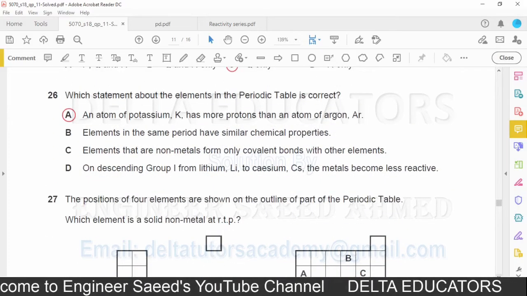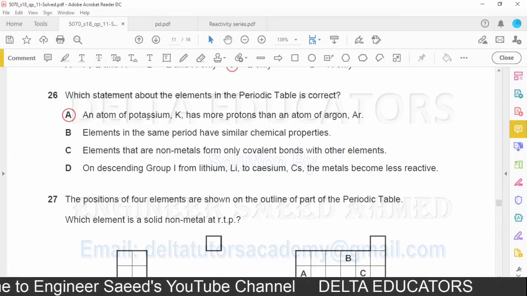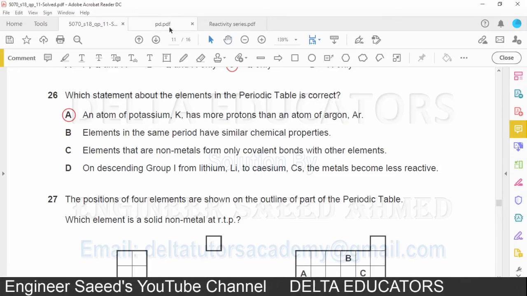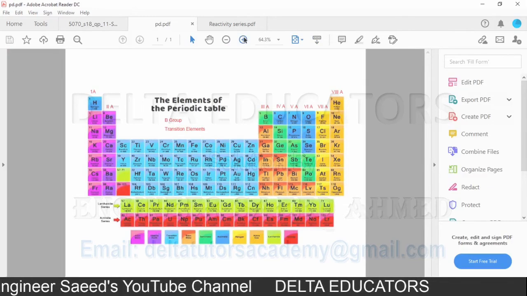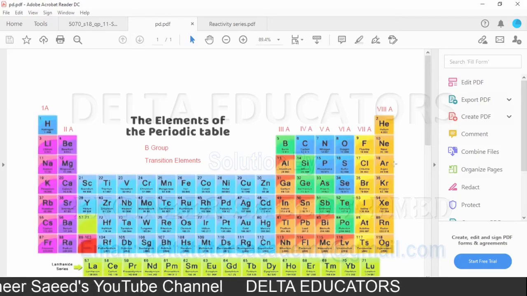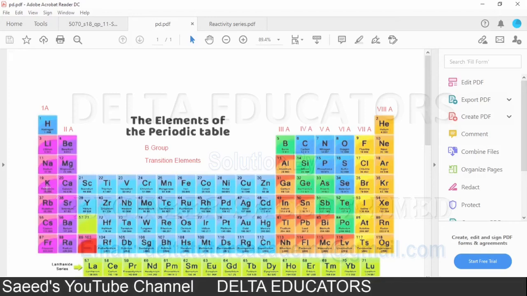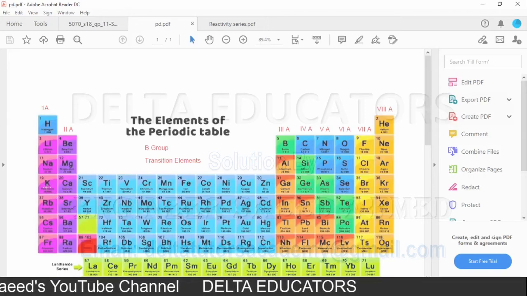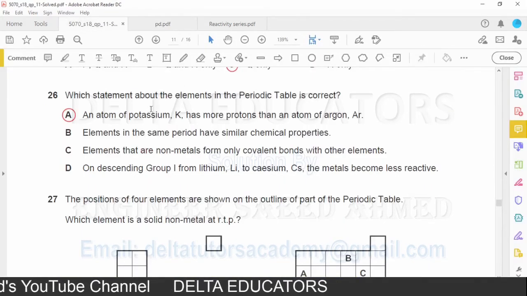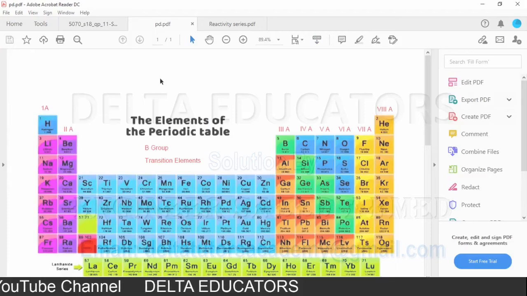Question number 26. Which statement about the elements in the periodic table is correct? Option A. An atom of potassium has more protons than an atom of argon. Yes, it is correct. Here it is argon and here we have potassium. For argon the atomic number is 18. For potassium the atomic number is 19, meaning potassium has more protons as compared to argon. So an atom of potassium has more protons than an atom of argon. So this one is correct.